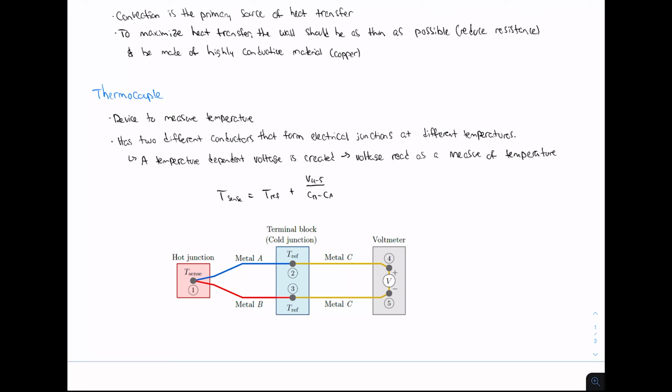Okay, so for this lab, we're going to be using a thermocouple to measure the temperature of the copper rod that we're going to use, and we're also going to use this to measure the temperature of the airstream that we have.